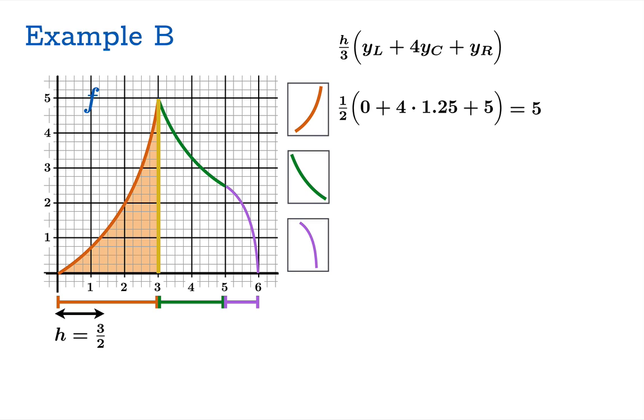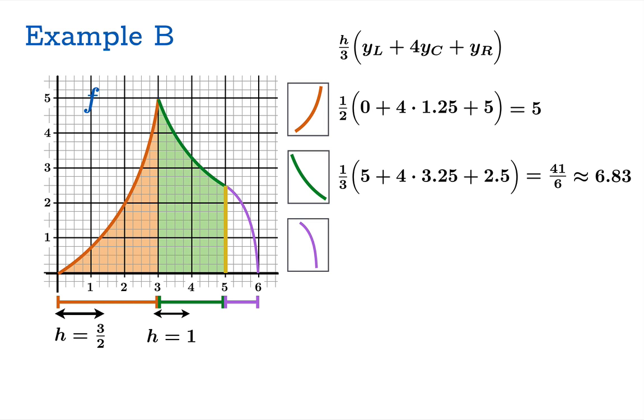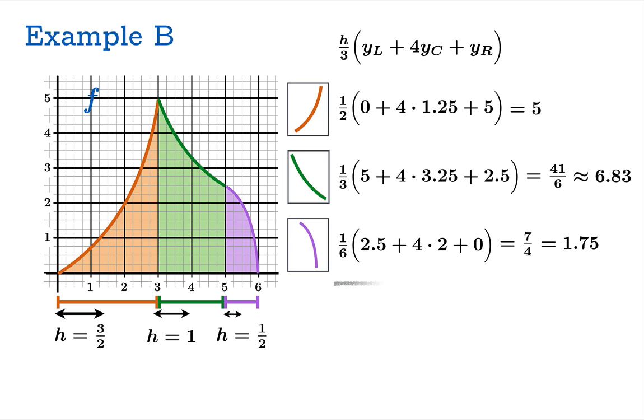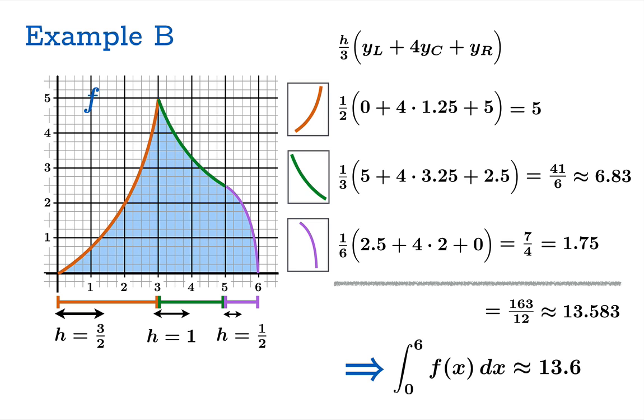Then the next subinterval has half-width 1, and the relevant function values are 5, 3.25, and 2.5. So we can calculate that by itself, and we get a number that's about equal to 6.83. And then the final interval has half-width 1, and function values are going to be 2.5, 2, and 0. And so the final contribution here is about 1.75. Add this all up, and we get about 13.6.